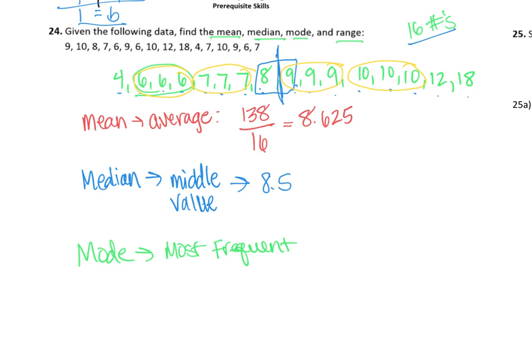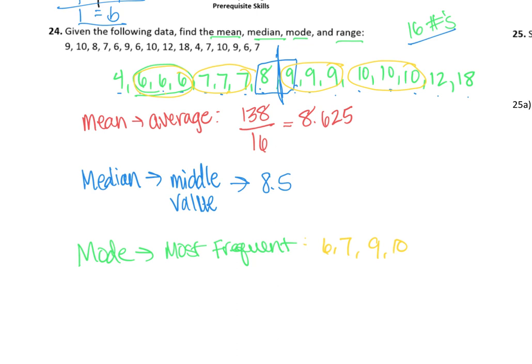I don't have a number that's used 4 times. If I had a number that was used 4 times, then that would be the mode, but I don't. So because 6, 7, 9, and 10 were each used 3 times, it's okay that I have 4 modes. My modes are 6, 7, 9, and 10 because they each have 3, and that's more compared to all the others.